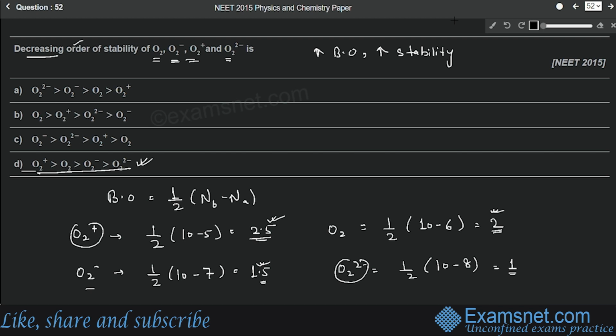It is the correct decreasing order of the stability of these species. Similarly, you can find it for any given species. So here option D is the correct answer.